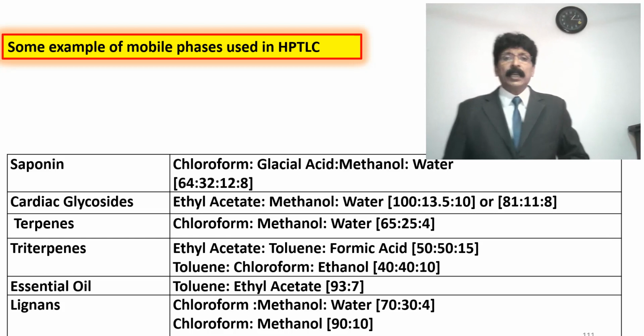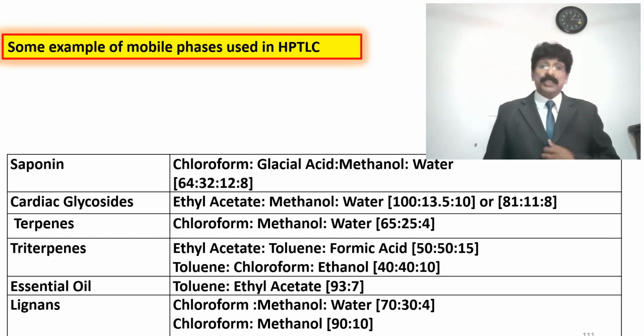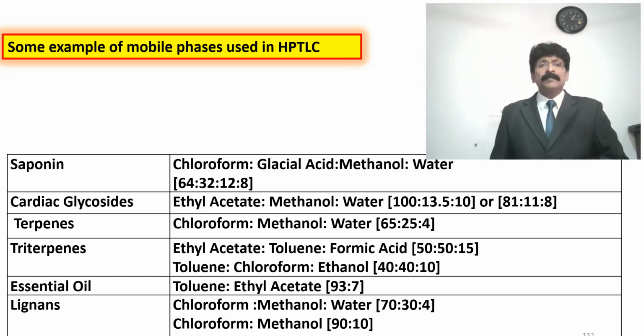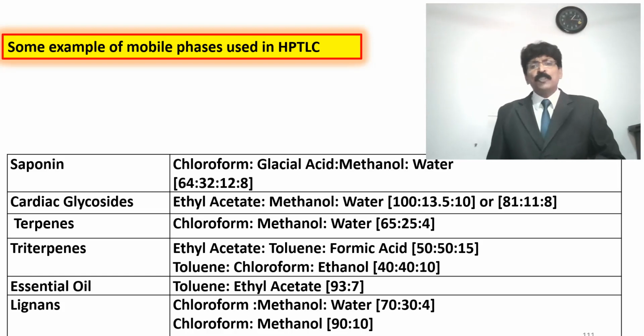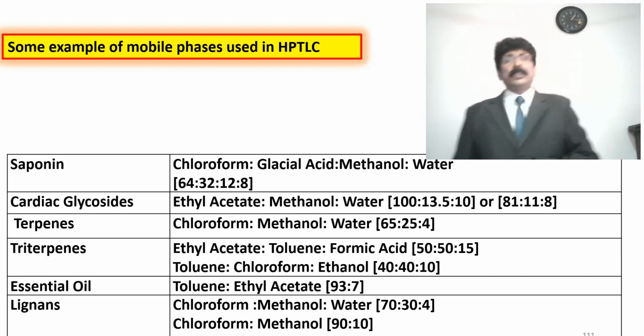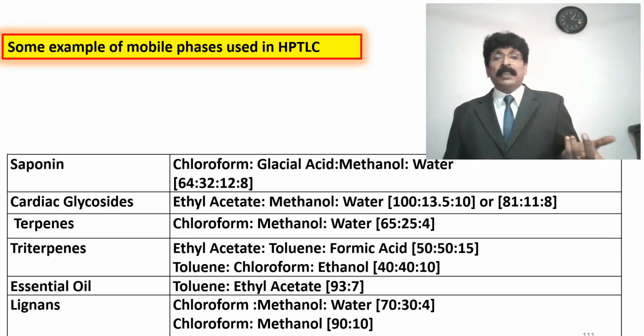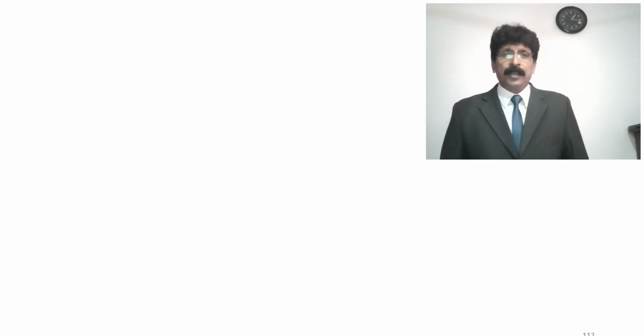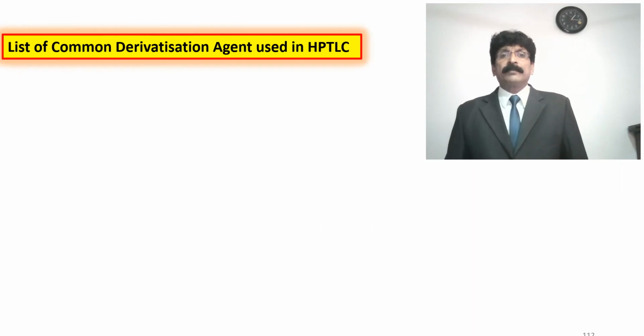Lignans can be separated with three solvent systems. Chloroform, methanol and water in 70 to 30 to 4. Chloroform and methanol in the ratio of 90 to 10. And toluene and ethyl acetate in 70 to 30. So these are some examples.